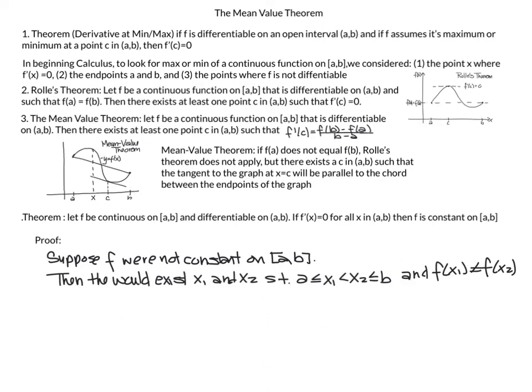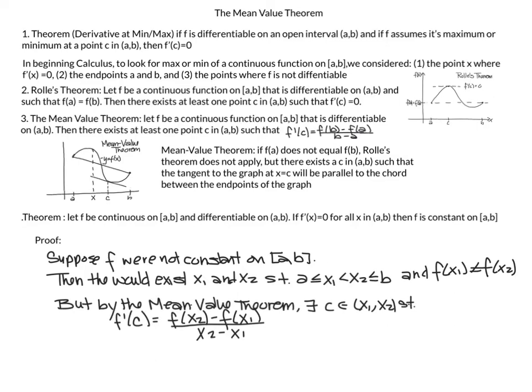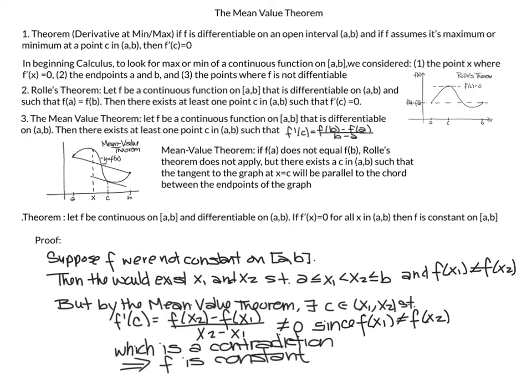If f is not constant, that means we have x1 and x2 such that one of them is bigger than the other, and they may or may not be equal to the endpoints. And we also know that f of x1 is not equal to f of x2. But by the mean value theorem, that means f prime of c is equal to f of x2 minus f of x1 over x2 minus x1. But since f of x1 is not equal to f of x2, this numerator is not equal to 0, meaning the derivative is not equal to 0, leading to a contradiction. And we can conclude f is constant.